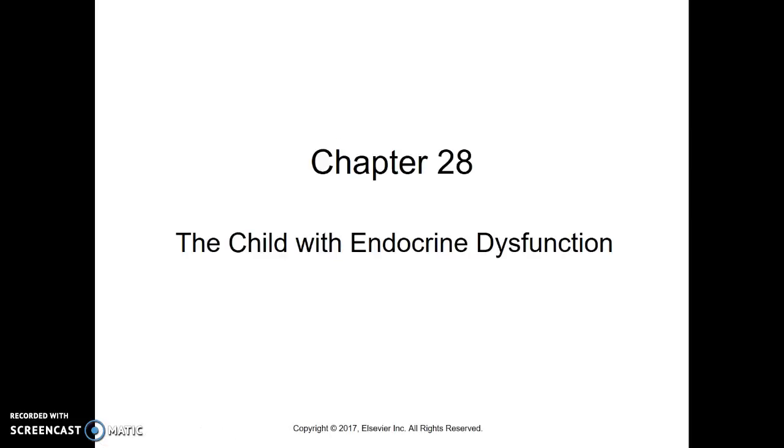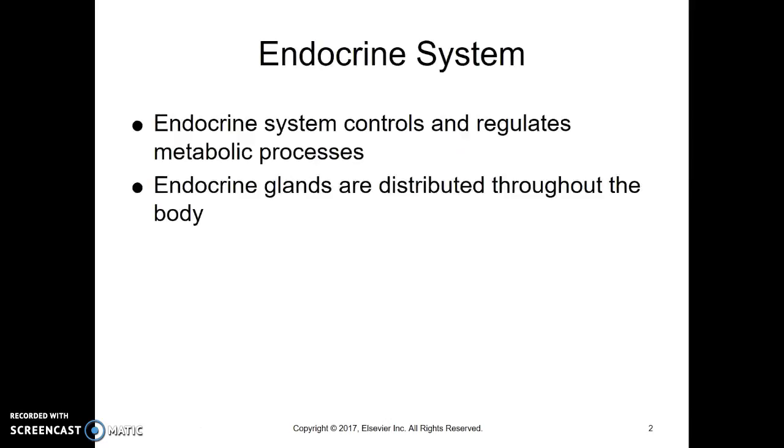This is Chapter 8, The Child with Endocrine Dysfunction. So what is the endocrine system? This is the system that controls all of the body's metabolic processes. And there are glands throughout the body. And if you remember, endocrine glands secrete hormones.